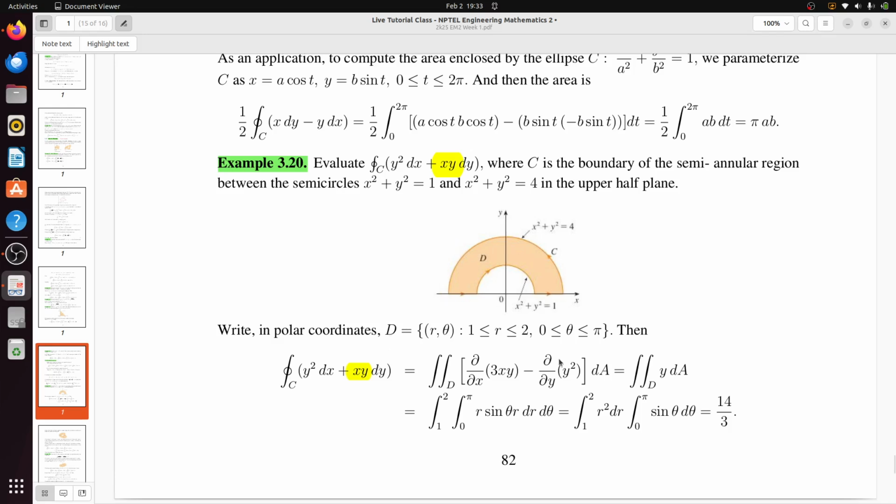So that means you need to break it from 0 to pi by 2, and then there will be a multiplication by 2, so that will be 14 by 3. And sin theta gives minus cos theta, minus cos pi by 2 will be 0, and then minus of minus cos 0 will simply be cos 0, that means 1. So that is why you will get 14 by 3. You need to break it into 0 to pi by 2 for sin theta d theta.